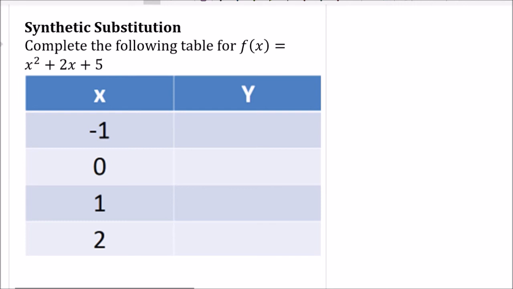So it looks like I plug in a negative 1, I get 1 minus 2 plus 5, so 4. Plug in a 0 and I get 5.